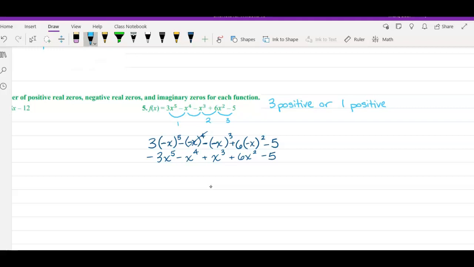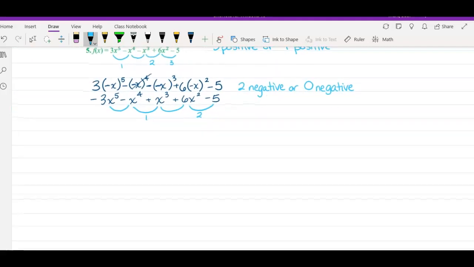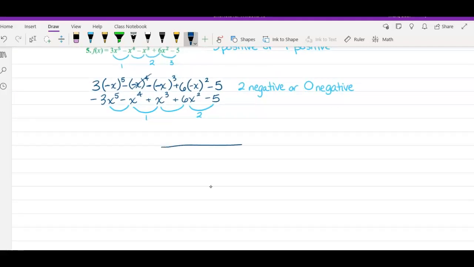So looking at my sign changes now: no change, 1 change, no change, another change. So I could have 2 negative or 0 negative, because remember, you can subtract 2 until you get back down to 0. So putting this into a chart form: number of positive, negative, imaginary, and our total. What should our total equal? It should equal 5.